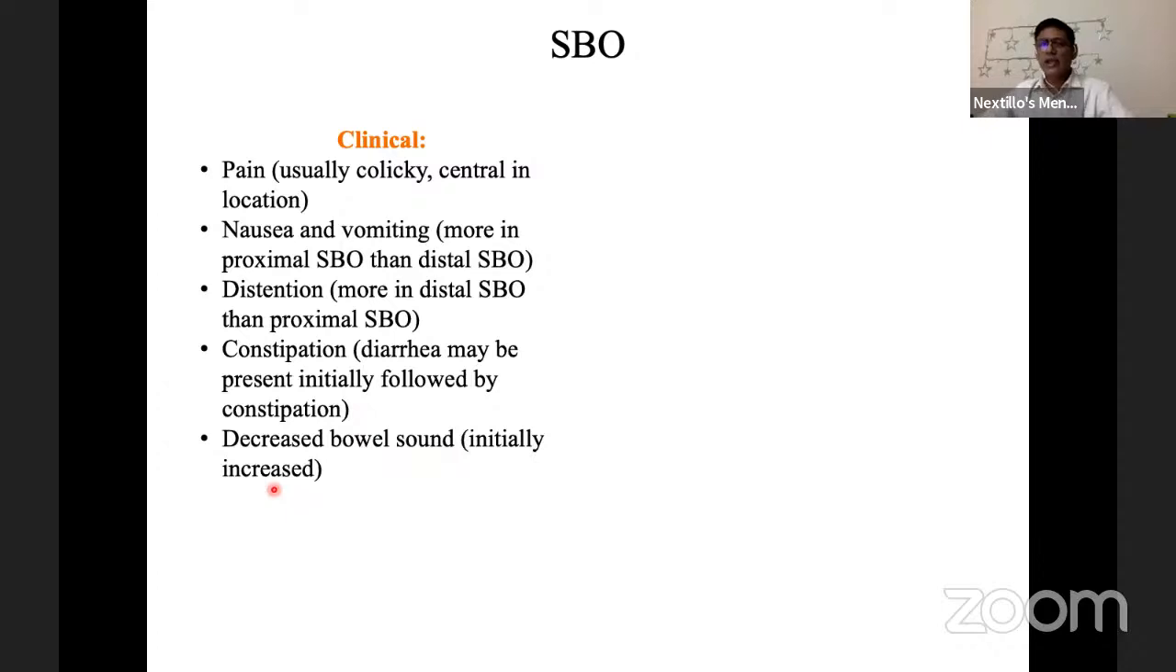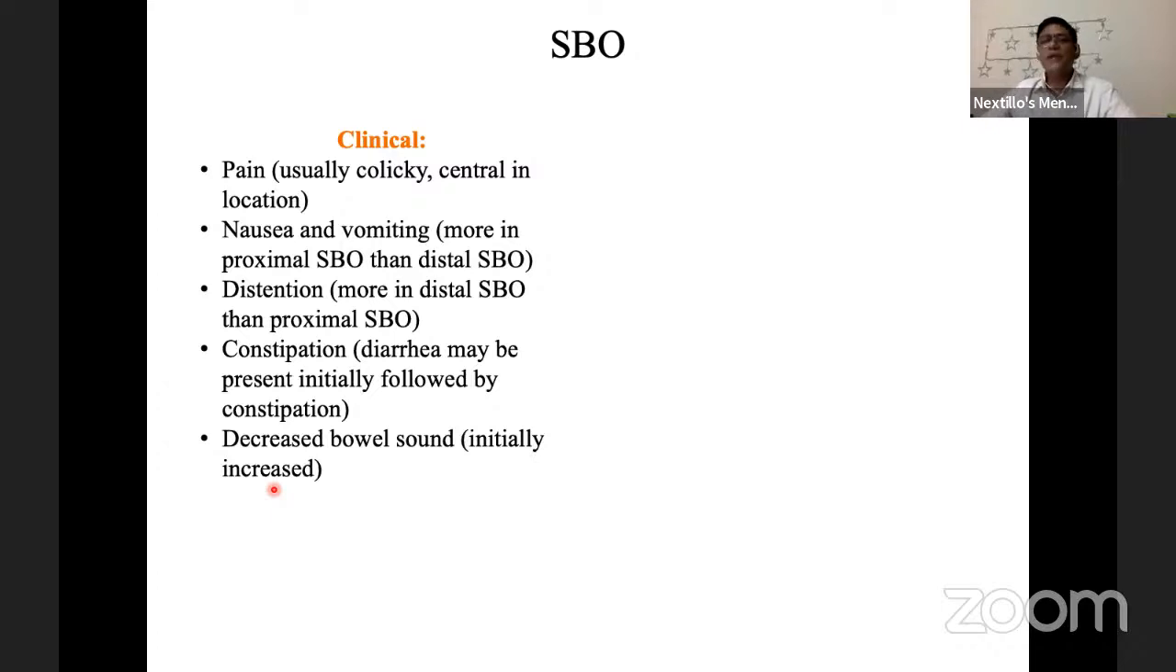The reason being that as soon as the obstruction precipitates, the small bowel or the intestine tries to overcome the obstruction by increasing the peristalsis. When the peristalsis increases, colicky pain precipitates, diarrhea precipitates, and the bowel sounds are increased. But as time passes and the intestine, so to say, becomes tired out, constipation precipitates and decreased bowel sounds precipitate.